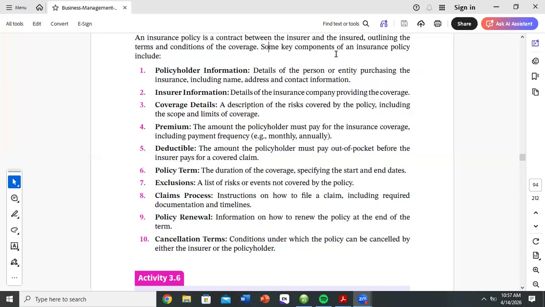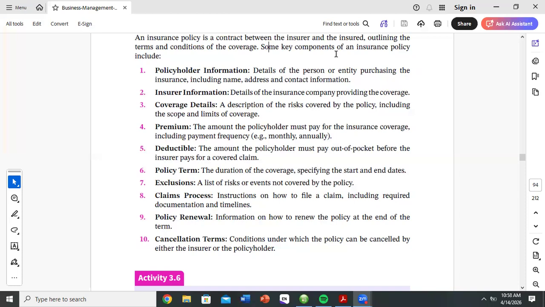Then number 10, cancellation terms. They are also going to tell you conditions under which you can terminate or cancel, or the policy can be cancelled. Some of them may include defaulting on premium payment. When you default on premium payment, it can lead to policy cancellation. Maybe if you change the ownership of the car or stop using the car for the original purpose you bought it, then the contract or the insurance on that particular asset may cease.